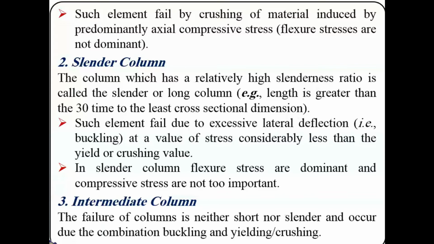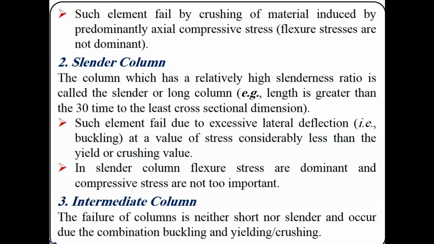It means that the failure will be a combined failure due to the crushing of the material and due to buckling. In a cylinder column, normally the failure is bending due to excessive lateral deformation. So in a cylinder column, the flexure stresses are dominant and axial stresses are very small. So primarily the flexure stresses or bending stresses cause the failure in the long column.